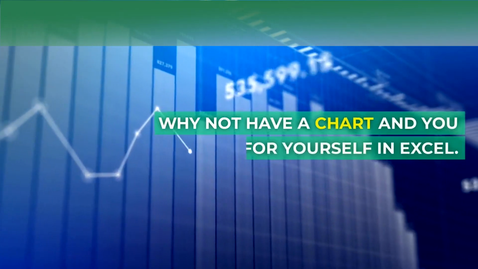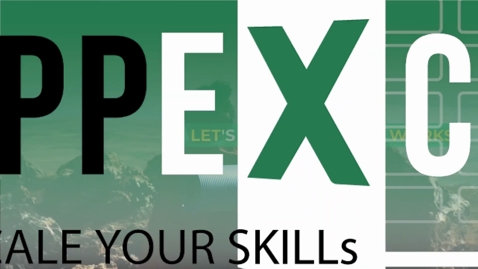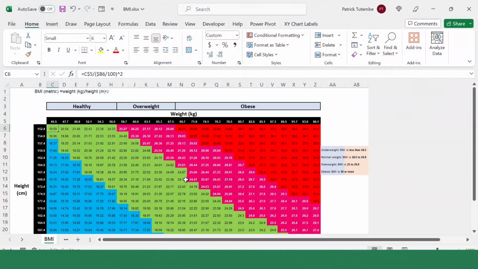Why not have a chart that you develop by yourself in Excel? Let's look at how it works. A human being's body can be healthy, underweight, overweight, or obese. The measure of the body's health in respect of weight and height is what we call the body mass index. And the body mass index is simply the weight of a person divided by their height squared.